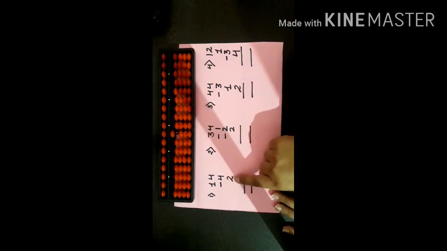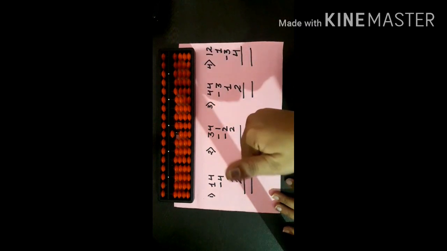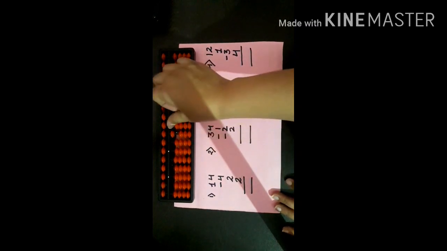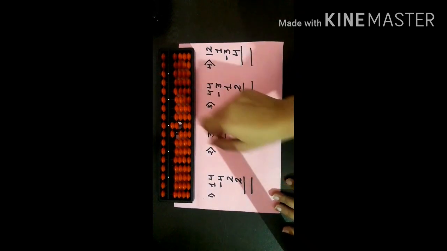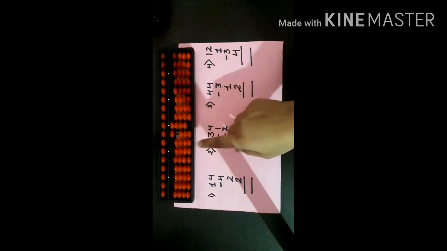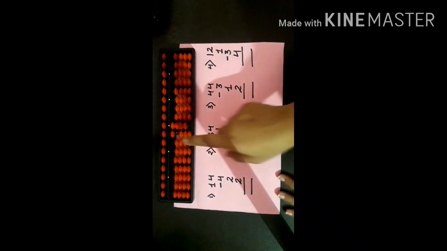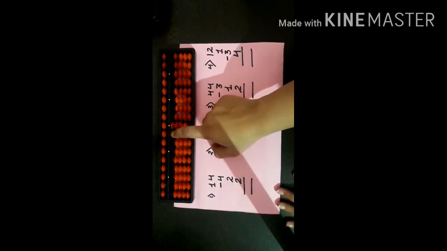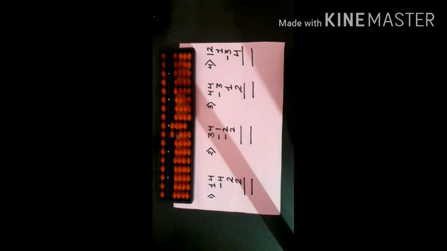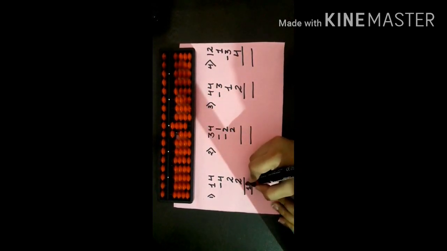See, now you have to add 2. Use your thumb to add the number. 1, 2. Now again you have to add 2. 1, 2. So see students, what is your answer? Here is 1 and here is 4. 1, 4, or you can say this is 10 and this is 4. 10 and 4, it is 14.